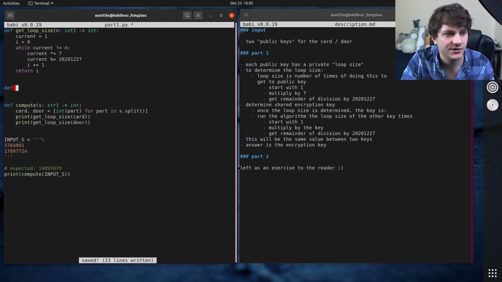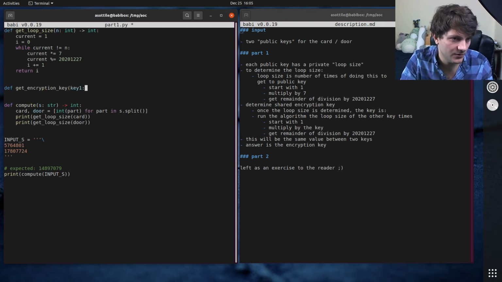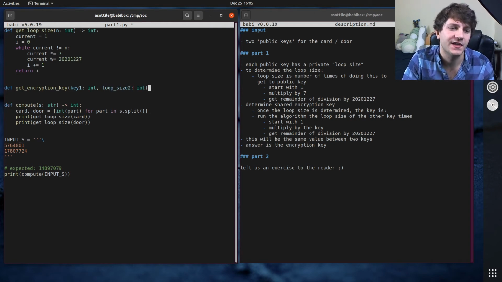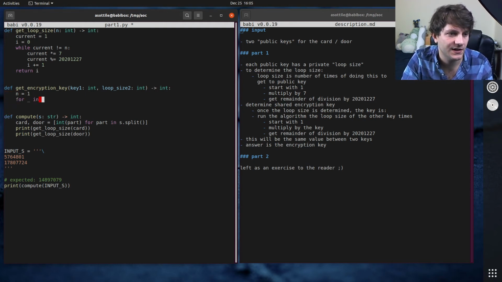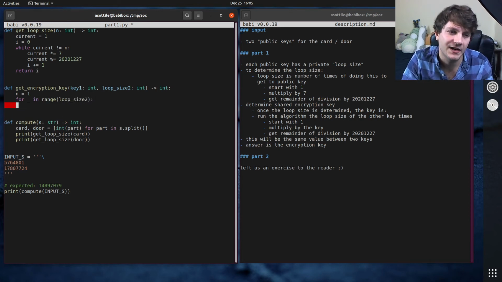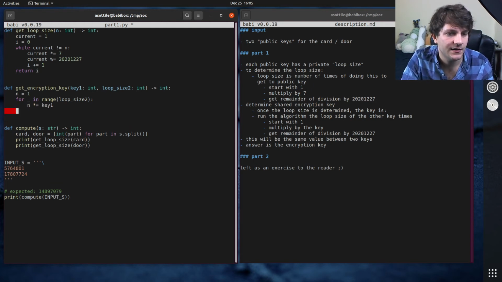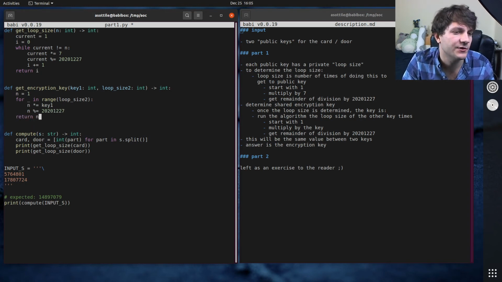I did a second function for that: get_encryption_key, which takes key1, an int, and loop_size2, an int. That way we get the key from one and the loop size from the other, just as a hint there. It will return an int. Again, we run that same sort of algorithm. So n equals 1, and then for this in range loop_size2, so we run it loop size number of times, multiply by the key, so n times equals key1, and then n mod equals 20201227, and finally we return n. So that's the encryption key algorithm.